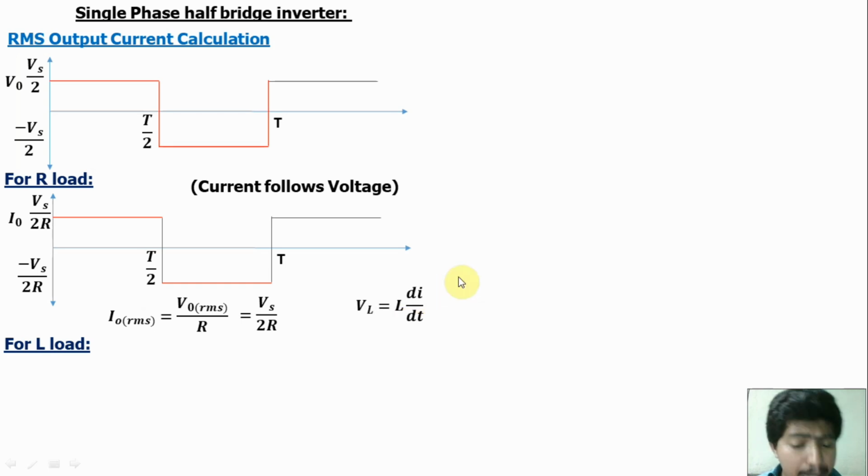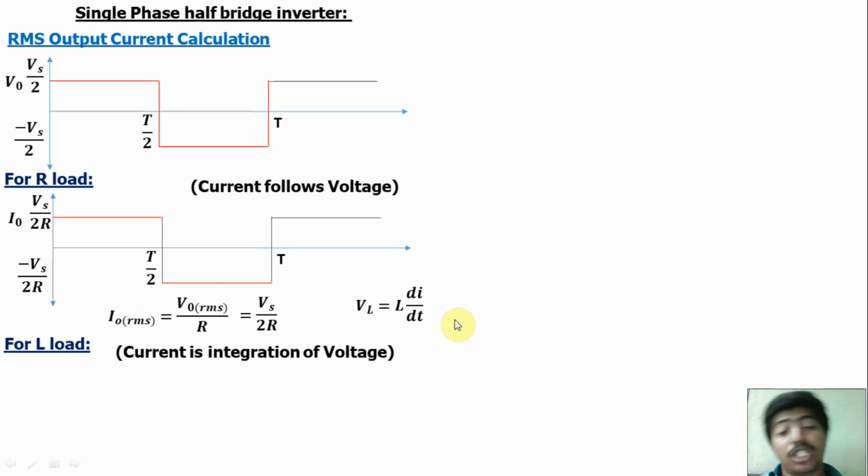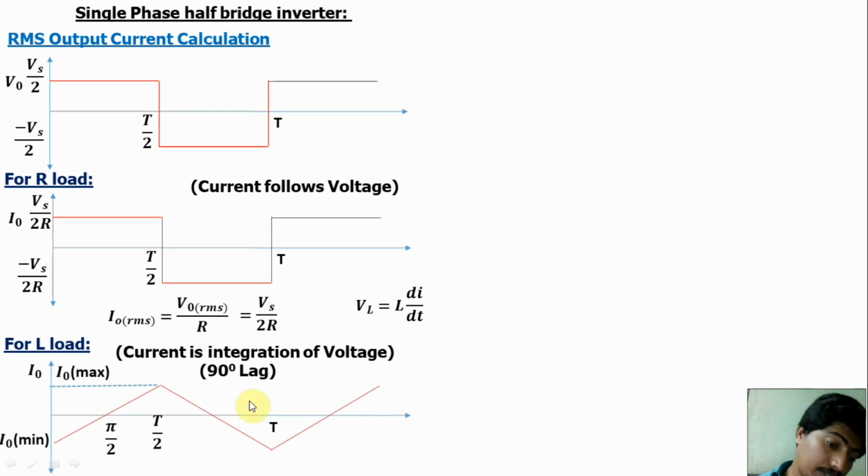VL is equal to L into dI by dt. If we differentiate the current, we can get the voltage. If we integrate the voltage, we can get the current. So current is the integration of voltage. We know the voltage. If we integrate the voltage waveform, which is a square waveform, we can get the current waveform like that. Triangular wave. If we integrate the square wave, we can get a triangular wave.